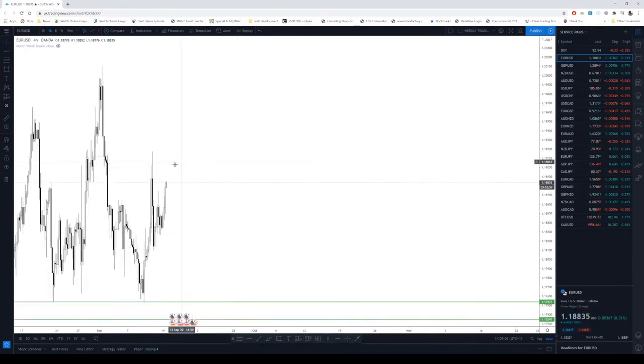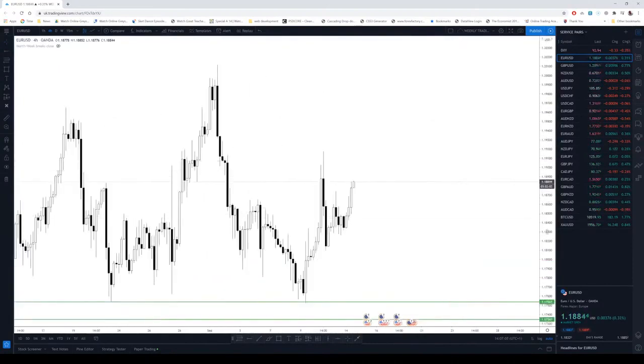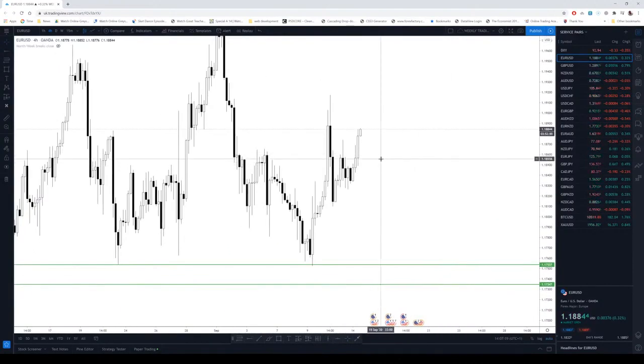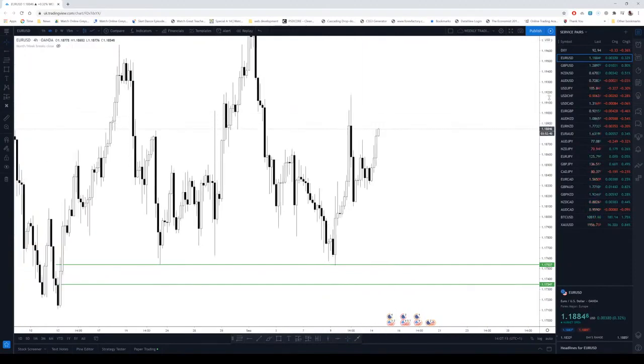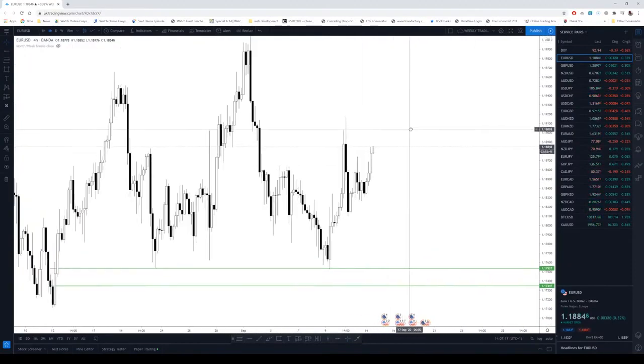Obviously today being Monday, there's nothing really high probability going on right now, so I want to wait and see how today will unfold. What I want to see on this pair is a run above this high and a rejection, and then we run lower. That's what I want to see.